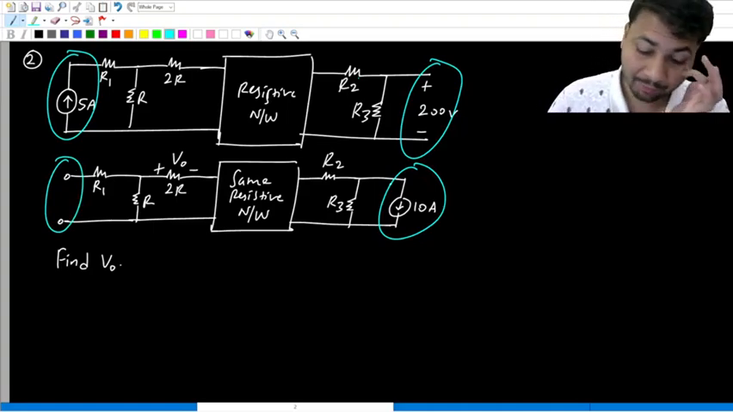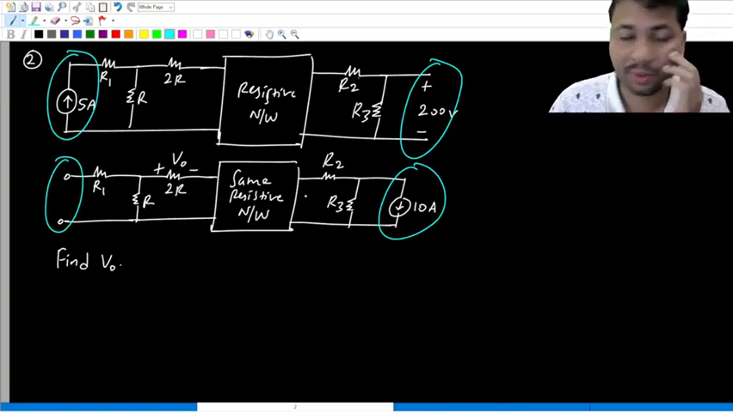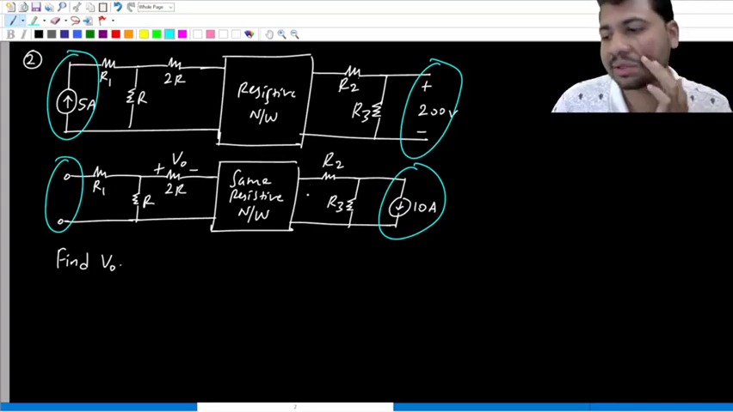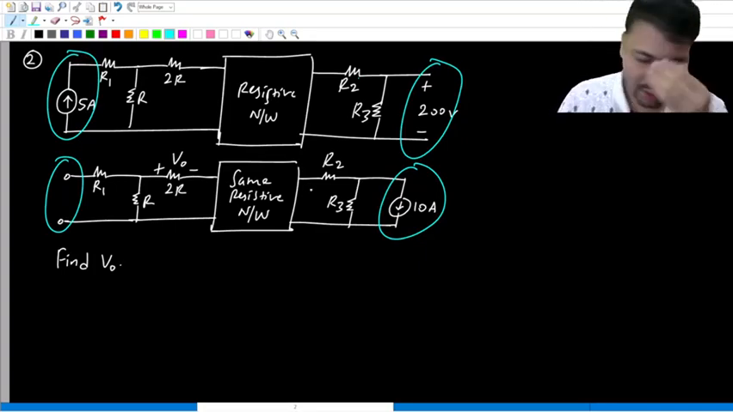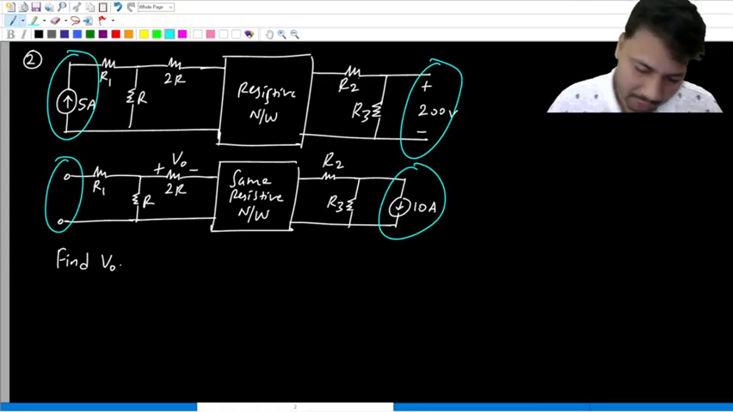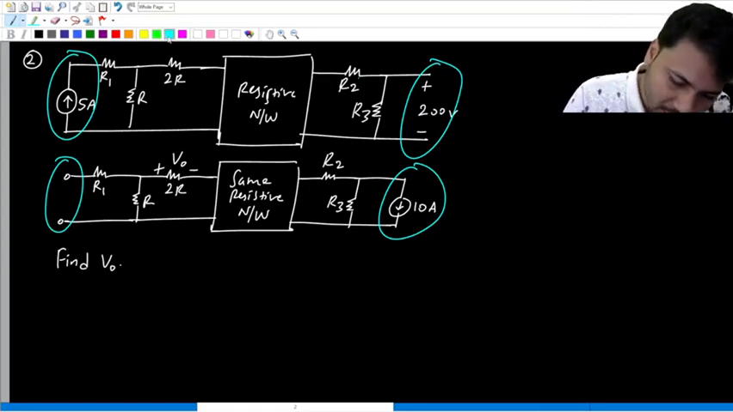Okay. So the given two circuits are the two experiments that are conducted on some original circuit. So let us draw the original circuit. Okay. Let us draw the original circuit.